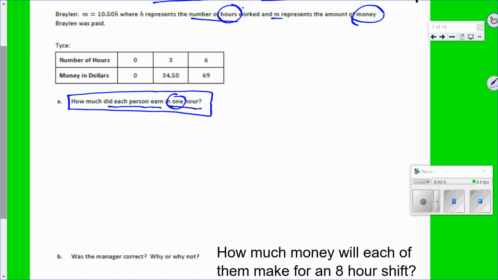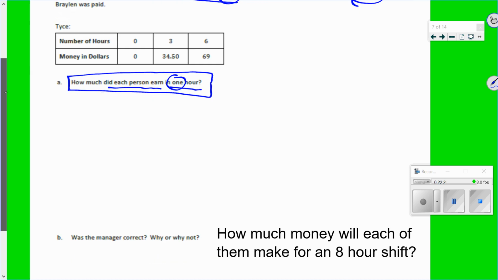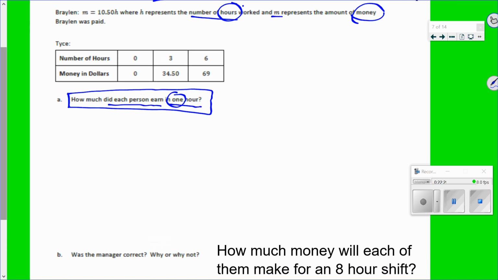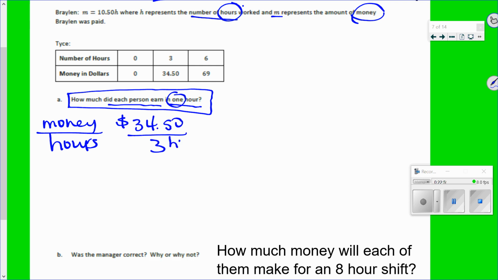Okay. All right. Who do we want to find first? How much they get paid? Let's go with Tice. Let's look at Tice. Okay, here we go. Let's look at our table. How am I going to set this up? What am I going to do? Talk to us, Mary. Okay, so we want $34.50 because here's our money. And then we've got hours. Okay, so he makes $34.50 in 3 hours.